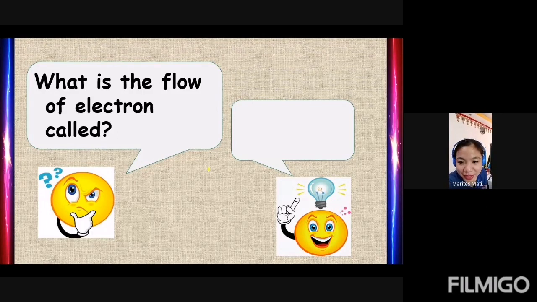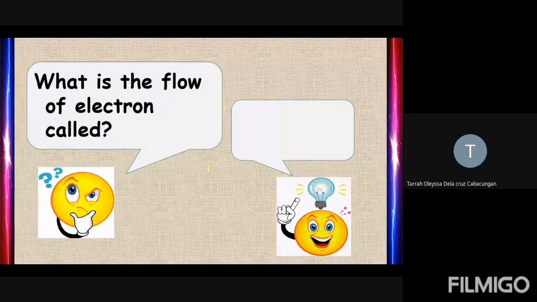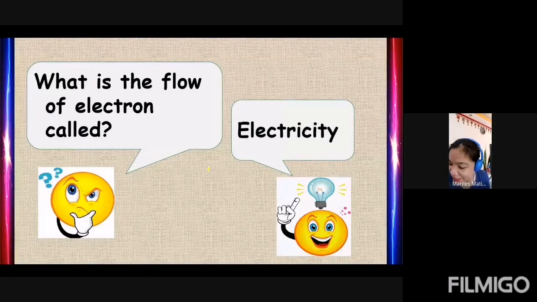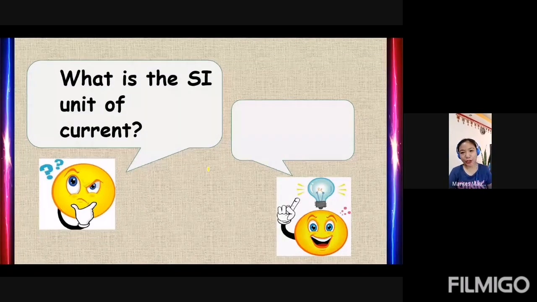Who are the two? Okay, Tara. Yes, Tara. Ma'am, electricity. Let's check. Correct. Let's write Tara's name. Okay, very good, Tara. Next, number 2.